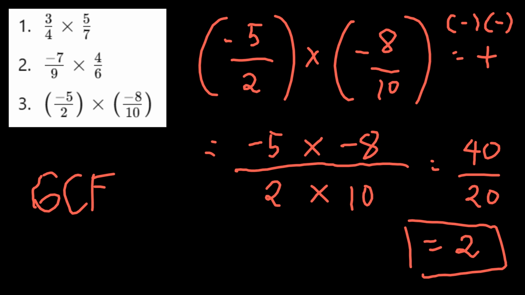All right. So we're done with examples 1, 2, and 3. I hope it's easy for us to understand. It's really easy to multiply positive and negative fractions. All right, let's move on to the next one.